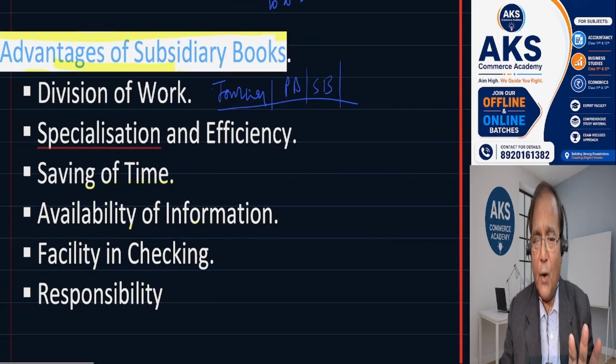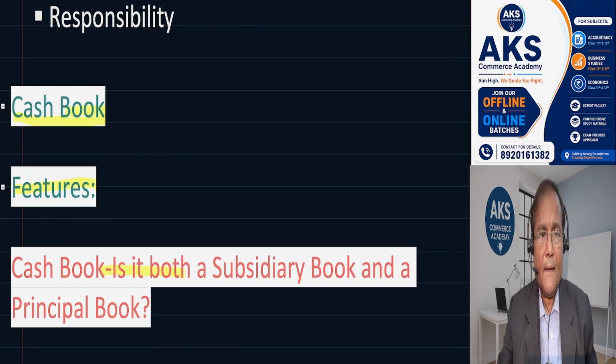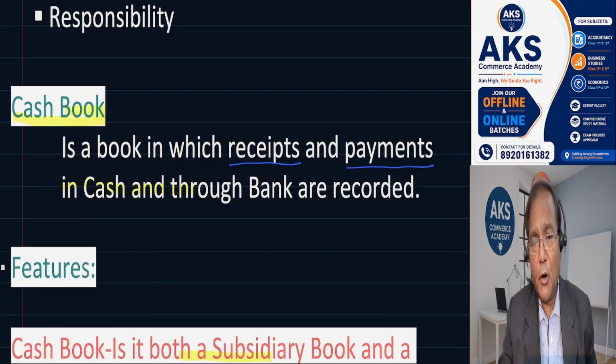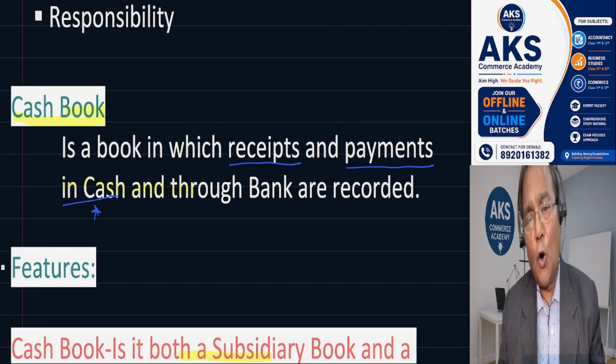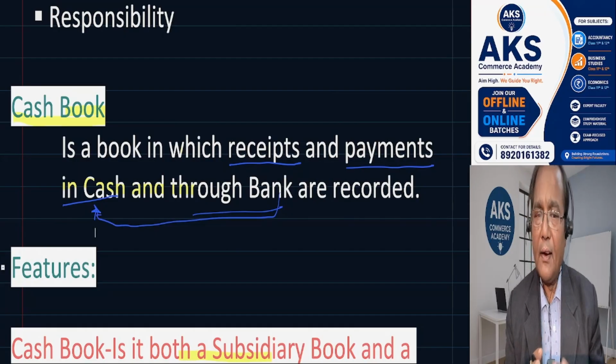So we have understood the advantages. Now we will touch upon the cash book, which is one of the subsidiary books. It is a book in which receipts and payments in cash are recorded. This is very important to understand. Only cash, and cash through bank, which is one and the same, is recorded in the cash book.